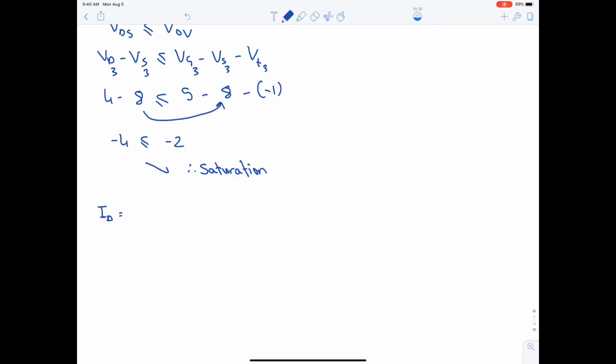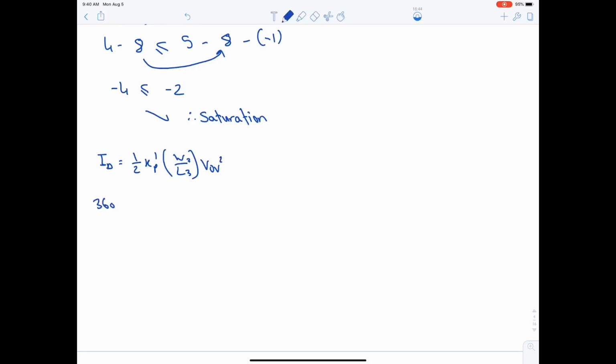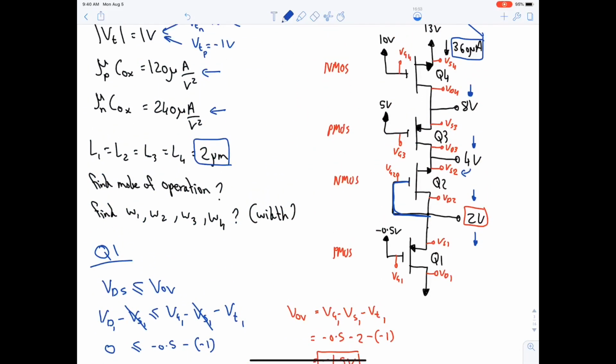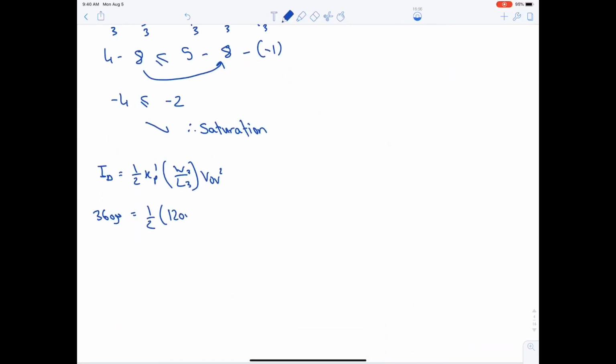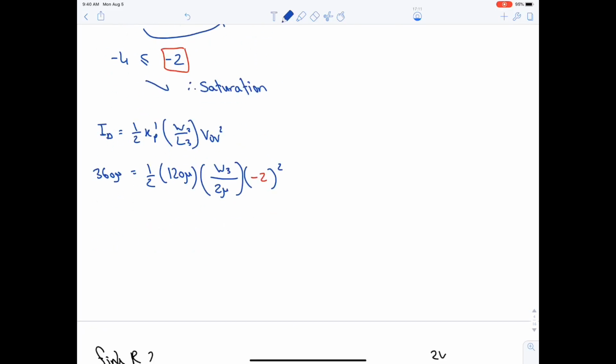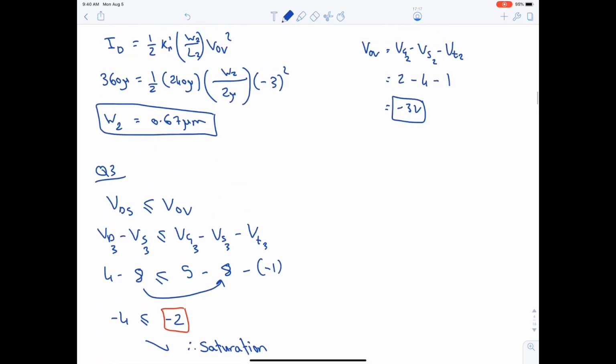After finding the region, let's find W. So ID is equal to half Kp prime W over L VOV squared. Okay, so this is 360 micro. Half Kp prime is 120, yes, for PMOS, 120 micro. W3 is unknown. L3 is 2 micro. VOV is, see, it has helped us, it's minus 2 directly, squared. So W3 is 3 micrometer.